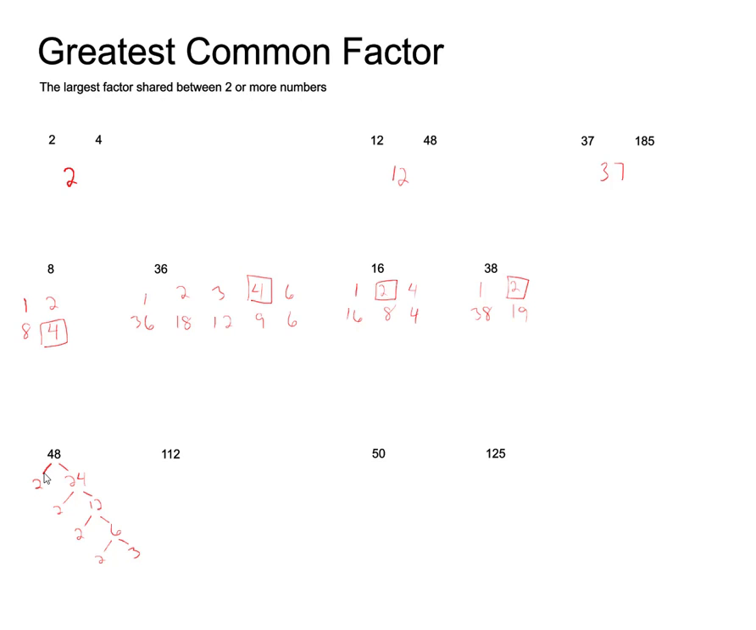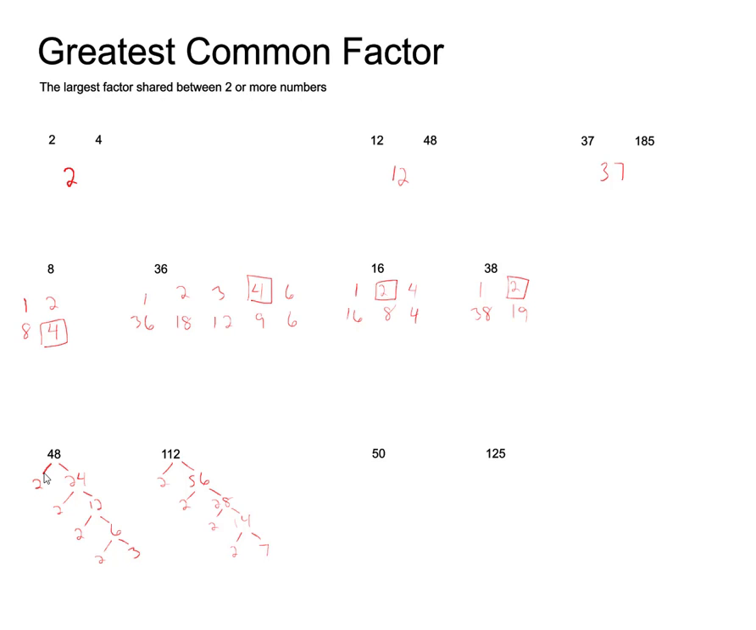For 112, we can break that down into 2 times 56. 56 can be broken down into 2 times 28. 28 can be broken down into 2 times 14. And 14 can be broken down into 2 times 7. So 2 times 2 times 2 times 2 times 7 equals 112. And 2 and 7 are both prime numbers. So that's the prime factorization of 112.